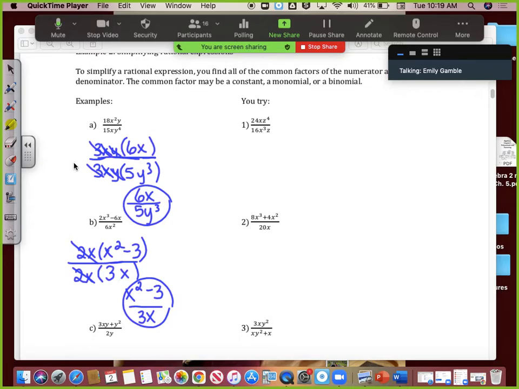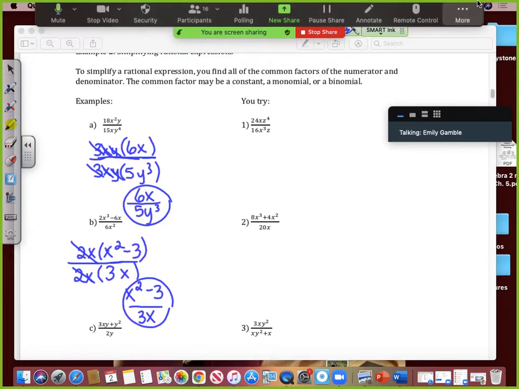These problems, again, are asking you just to simplify the expressions. They're not asking you then to find the domain, but if they did then ask you that, you would look for when the denominator was equal to 0, but for now we're just simplifying.